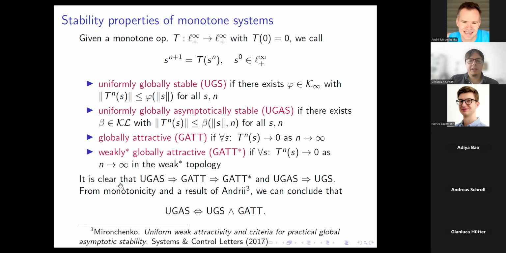Then it's pretty clear that UGAS implies global attractivity, and this implies the weak star version of global attractivity, and also UGAS implies uniform global stability. But we can show here a little bit more, actually, from the monotonicity of the operator and the result of André that you can find in the paper in the footnote. We can conclude that UGAS in this particular case is equivalent to uniform global stability and global attractivity. Those two together are enough to give UGAS. So that's just, I'm using this as a fact here.